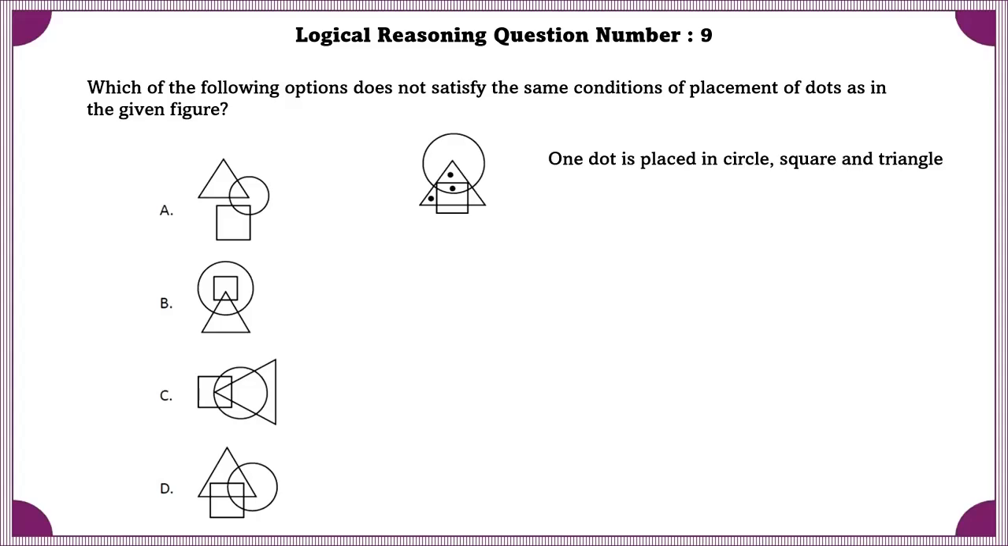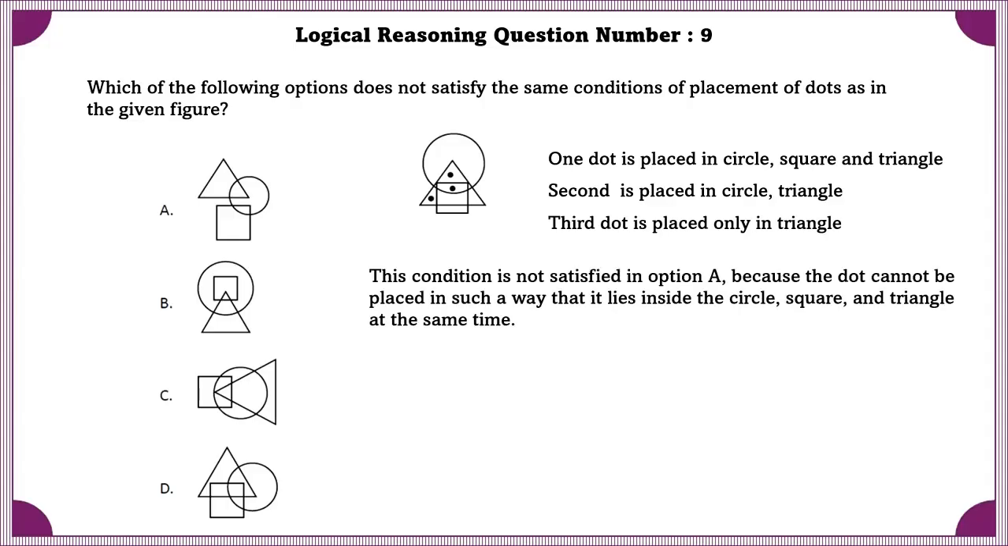Here one dot is placed in a circle, square and triangle. Second is placed in a circle and triangle. The third dot is only placed in a triangle. This condition is not satisfied in option A because the dot cannot be placed in such a way that it lies inside the circle, square and triangle at the same time.